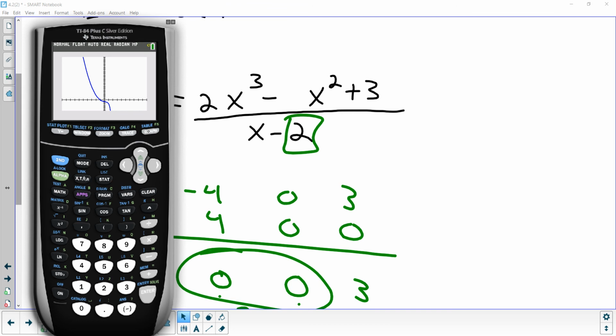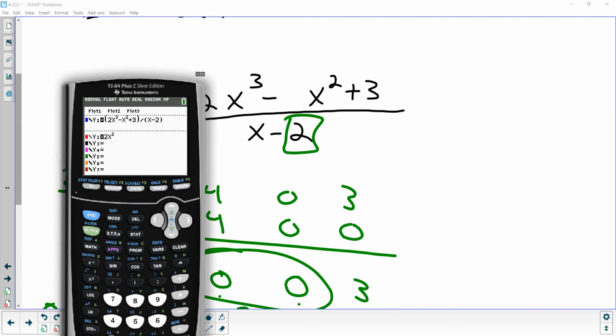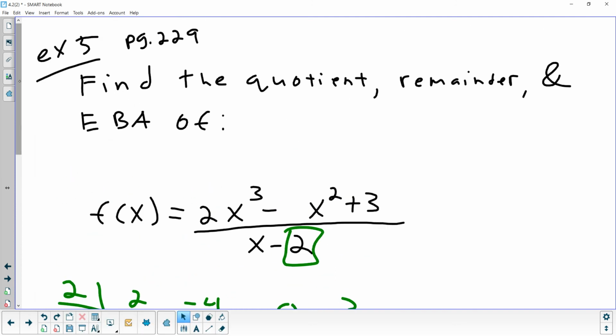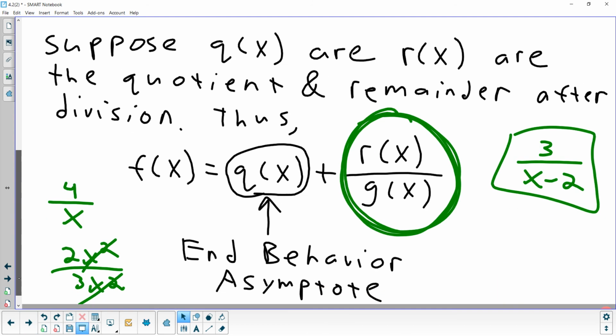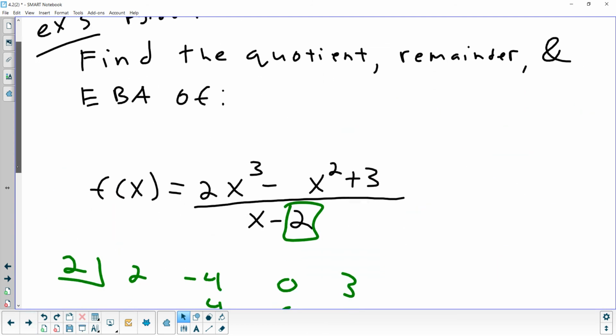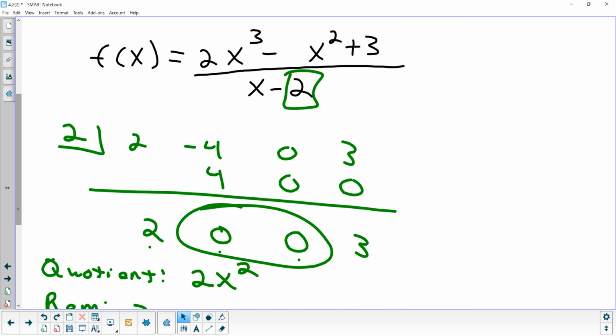I know that it should be there. Let me make sure I typed it in right. 2x cubed minus x squared plus 3 divided by x minus 2. So why are we not seeing the other part of the graph?